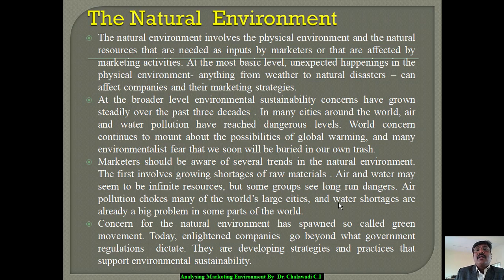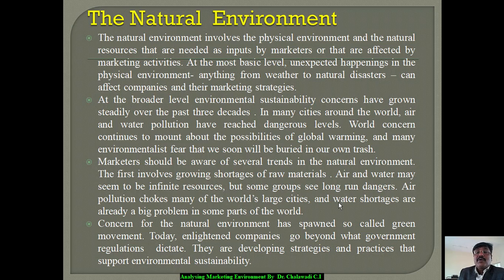And at the broader level, environmental sustainability concerns have grown steadily over the past 3 decades, right? Marketers should think about environmental concerns. In many cities around the world, air and water pollution have reached dangerous levels because of huge industrial development. World concern continues to mount about the possibilities of global warming, and many environmentalists fear that we will soon be buried in our own trash. So there may be a lot of natural environmental forces affecting marketers.